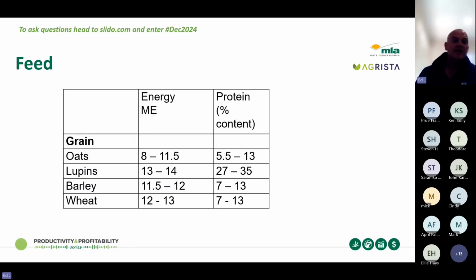So let's get into it. Different grains have different energy and protein contents. Oats tend to be the ones that have the biggest range of energy. They have a range between 8 to 11.5 megajoules of energy and 5.5 to 13 percent protein. So depending on the season, there can be a real range and variety.